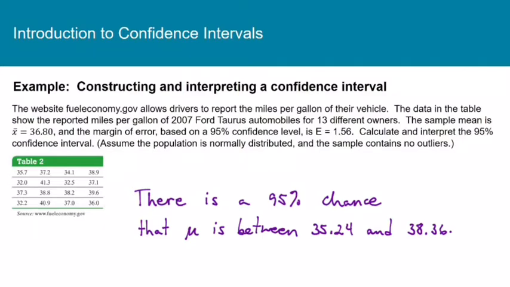Now, I just want to caution you about one thing. Sometimes people will try to state their confidence interval this way. They'll say there's a 95% chance that mu is between 35.24 and 38.36. The problem with talking like that is that mu is not determined by chance. Mu is a population value. It has a value. It's just that we don't know what that value is. So that value is either between these two numbers or it's not between these two numbers. There's not a 95% chance of it being in there or not being in there.